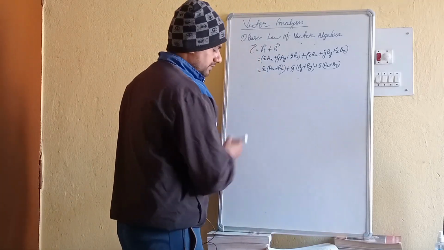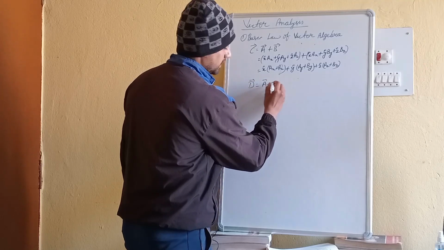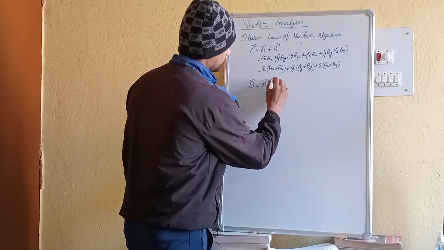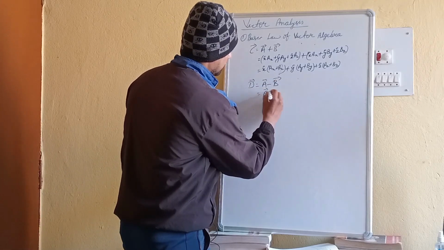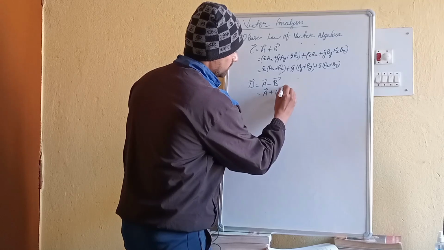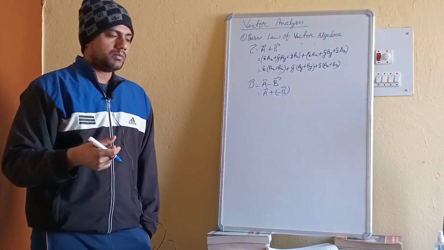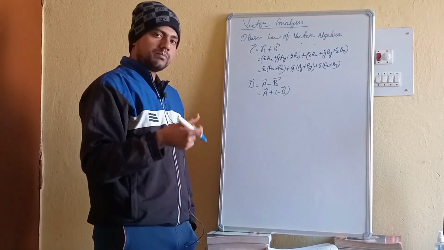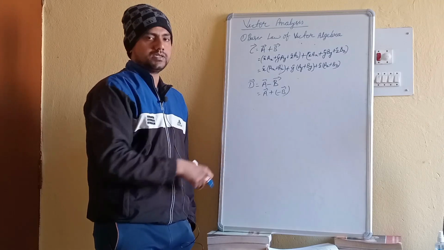Now the third vector I am taking is vector A minus vector B. Okay, that's what I want to do. So this one I can write like this: A vector plus, and then minus B vector. Minus B vector means the magnitude is going to remain the same, only the direction is going to change. So that's what is happening here.